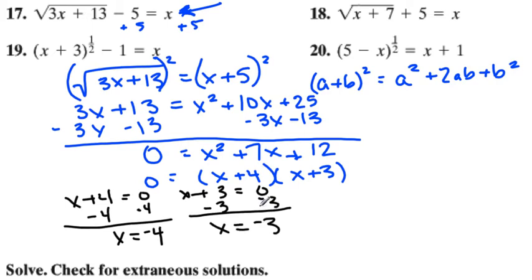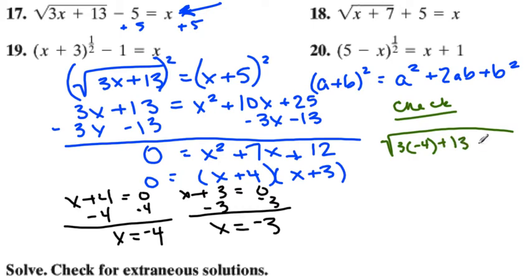Now we need to check both of these solutions in the original problem. So I'm going to plug negative 4 in. I'm going to do this over here. I'm going to put check. Okay, so we've got 3 times negative 4 plus 13. Got a little crazy with the radical there. And then minus 5.